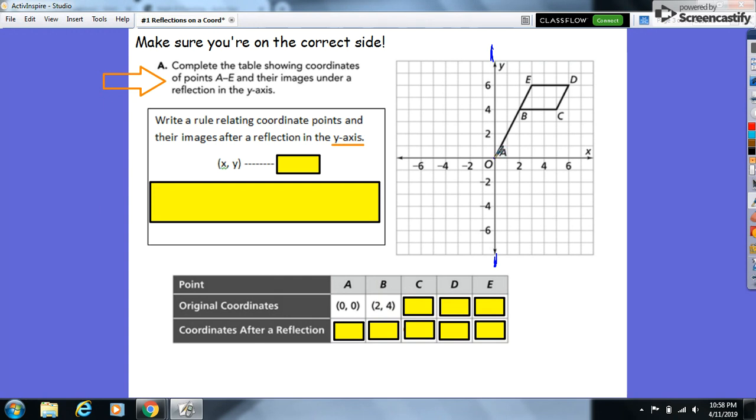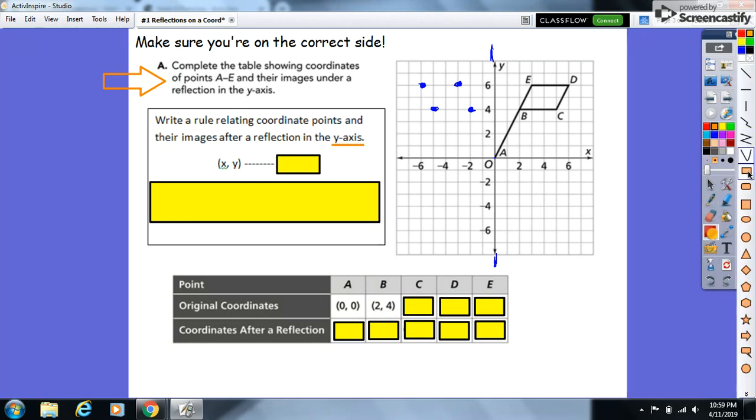Any point is going to remain the same distance away from the line of reflection as its original. So if I look up here, point B is 1, 2 units away from the line. So I would go 1, 2 units away from the line over here. Point C is 1, 2, 3, 4, 5 away. So 1, 2, 3, 4, 5 away. Point D, 1, 2, 3, 4, 5, 6 away. So 1, 2, 3, 4, 5, 6. And point E is 3 away. So 1, 2, 3.